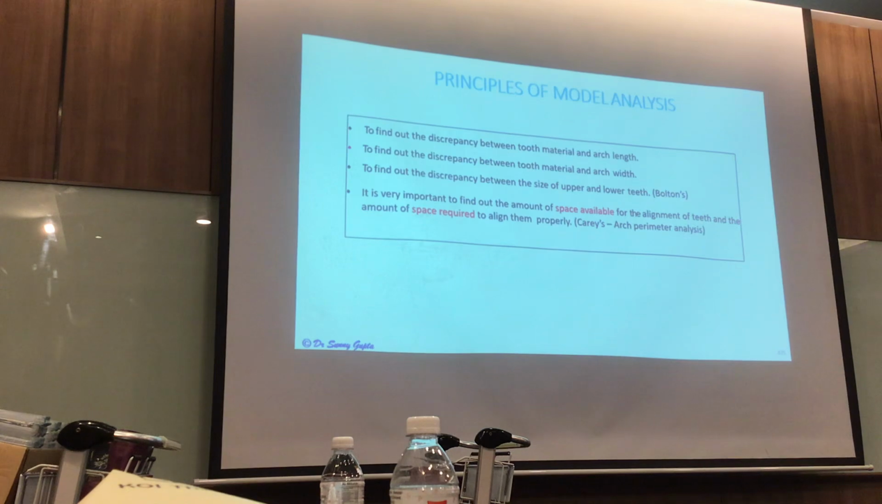If you have enough space, you align the arch without any problem. If you have excess space, you close the spaces. If you have less space, you create space by different methods like extraction, IPR or distalization. So far clear? So this is the information you need. This is the information you derive from various analyses. The most important one is Carey's arch length discrepancy analysis.